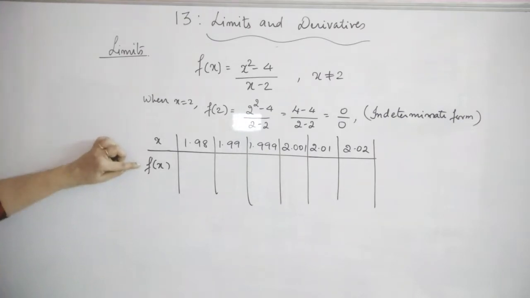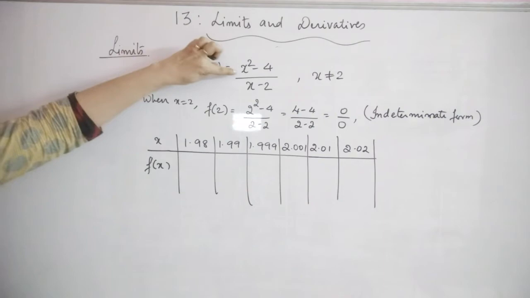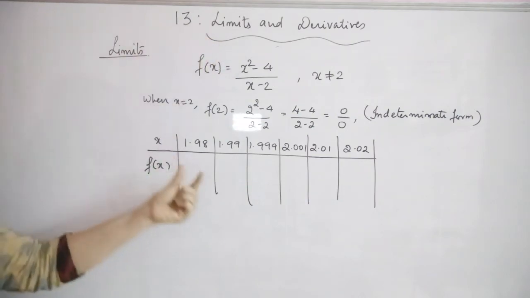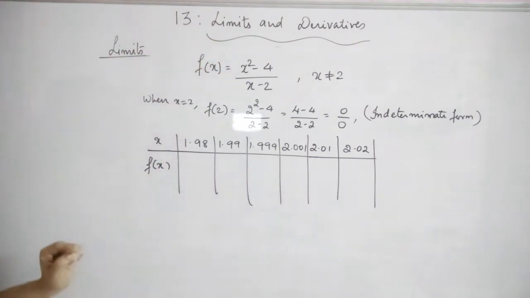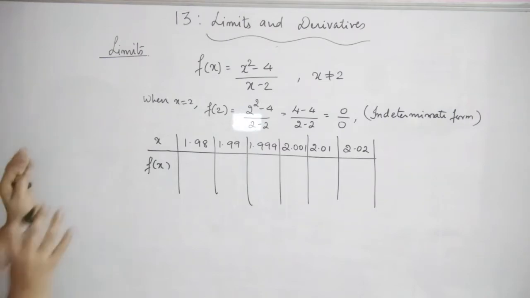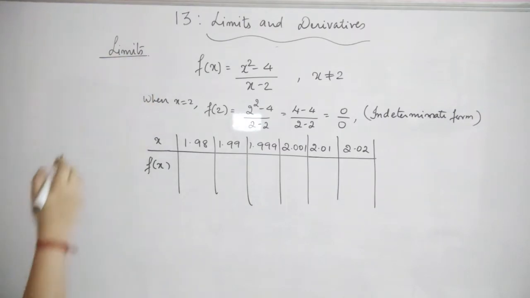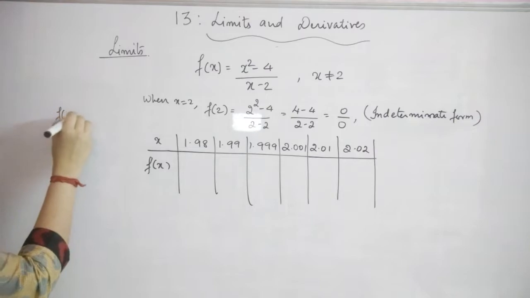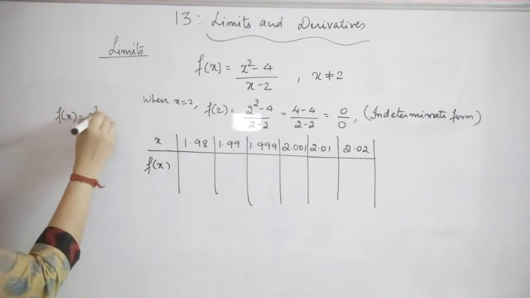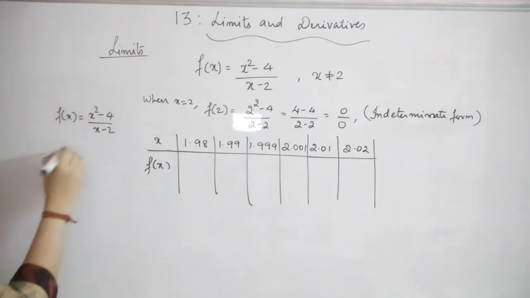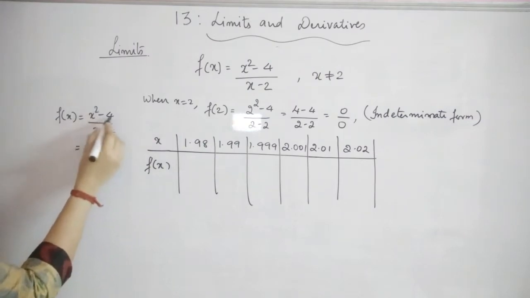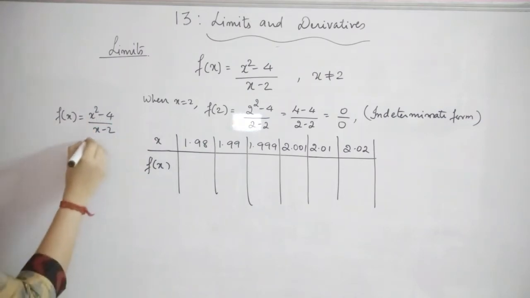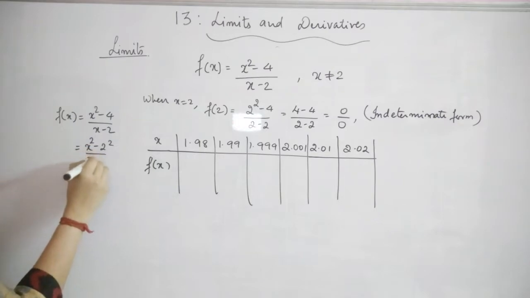Now it is very difficult to replace the value of x here in this function and see what all values you will get for f of x. So what we are doing is we are just rewriting or arranging this function f of x as x square minus 4 by x minus 2, which can be written in the a square minus b square form, x square minus 2 square divided by x minus 2.